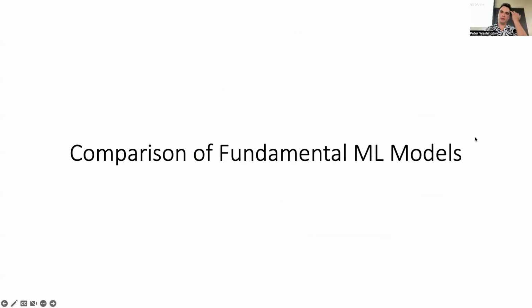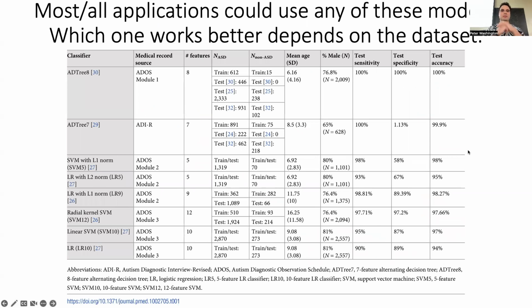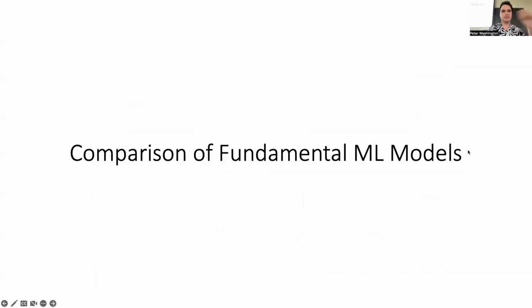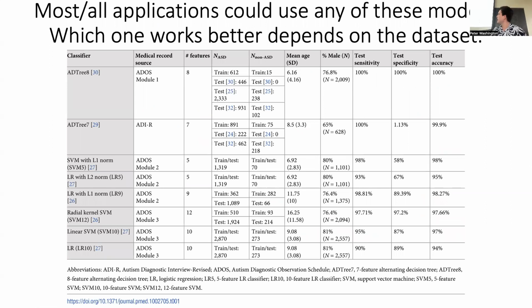Okay, so getting a little deeper into the specifics of the exam. A little of this is comparing the fundamental ML models. And here's a figure from a paper that I was involved in a while ago that's comparing several different models, those are the rows, for the same data set. These are different properties of the data set, but at the end showing the sensitivity, specificity, and accuracy for decision tree, SVM, logistic regression, different types of SVMs, different types of logistic regression models with different numbers of features.